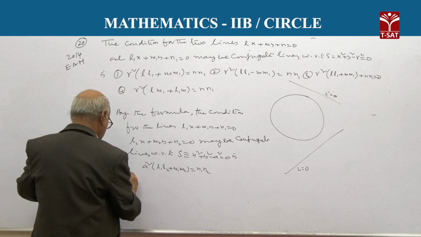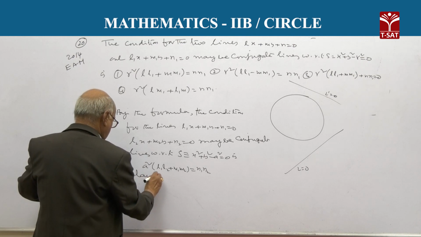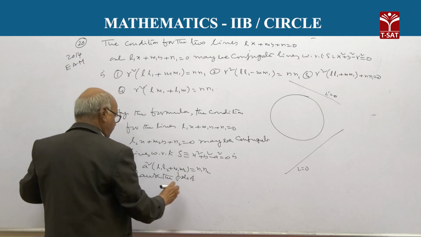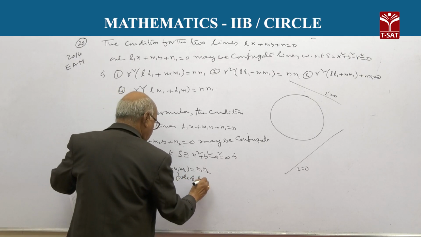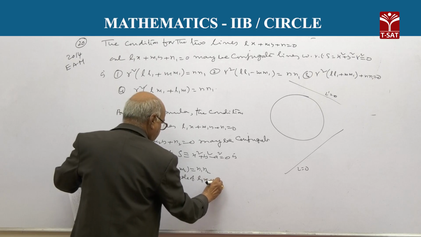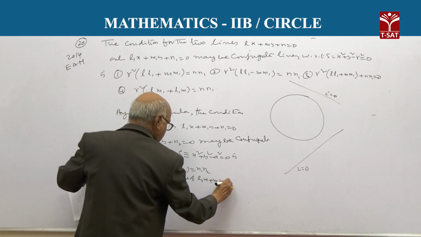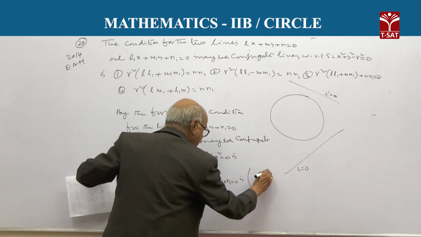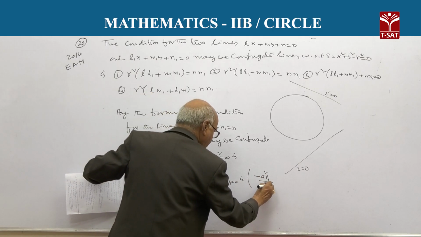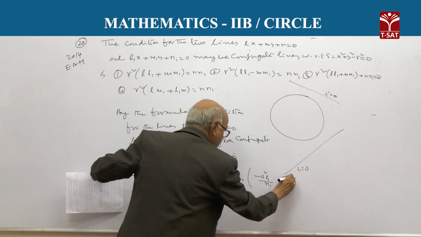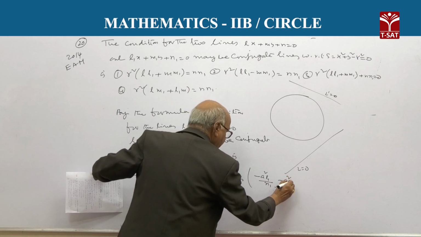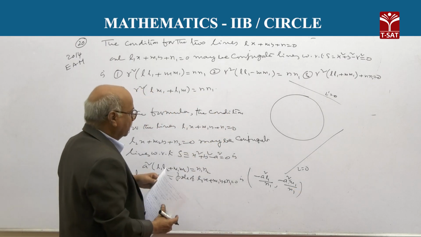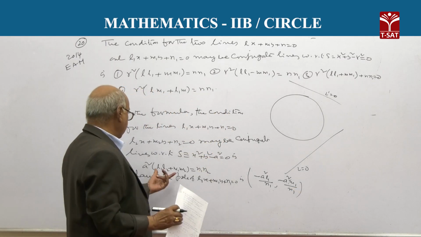And because the pole of L1x plus M1y plus N1 equal to 0 is simply minus a square L1 by N1 and minus a square M1 by N1. Now this passes through the second line, so you substitute this, then you will get this one.